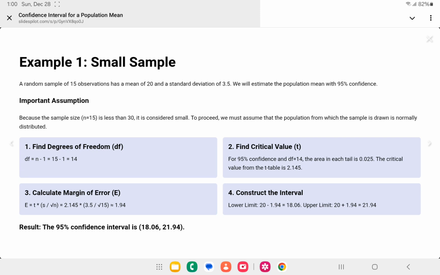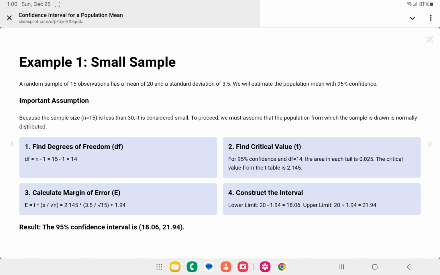A random sample of 15 observations has a mean of 20 and a standard deviation of 3.5. To estimate the population mean with 95% confidence, that is, at the 95% confidence level, we want to first determine the margin of error and then the confidence interval. The sample size 15 here is considered small because it is less than 30. Sample sizes that are at least 30 are generally considered large enough for the central limit theorem to apply. Therefore, we have to assume that the population is normally distributed in order to safely proceed with our calculations.